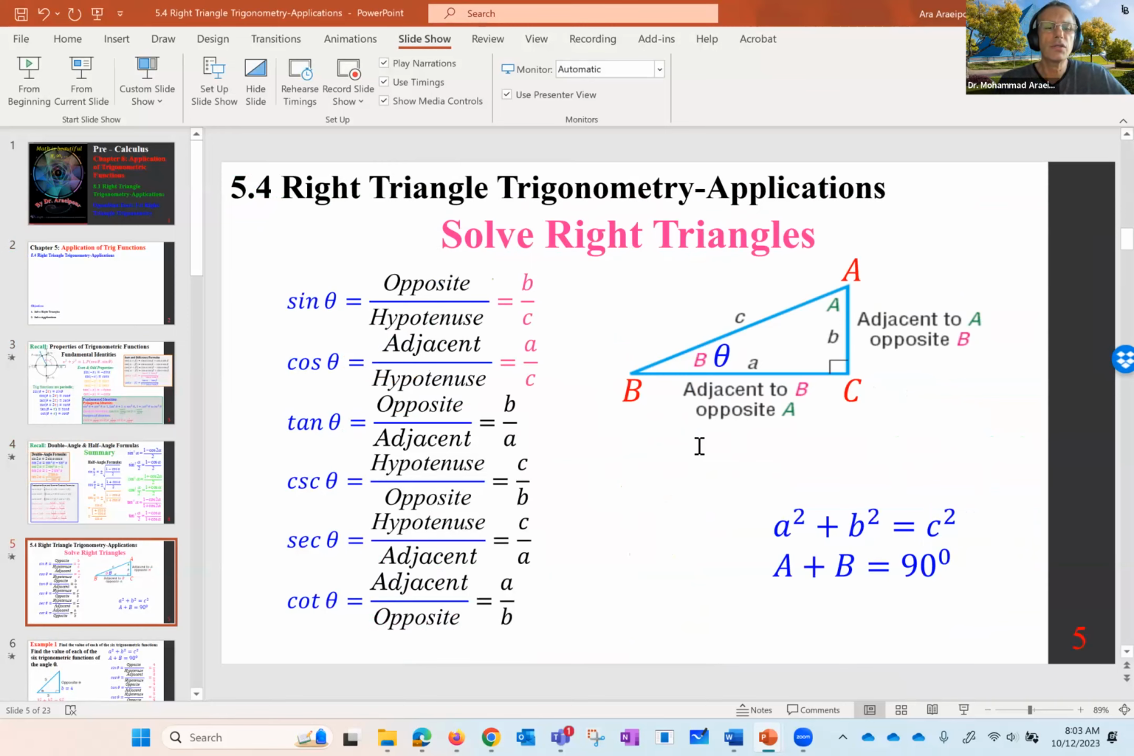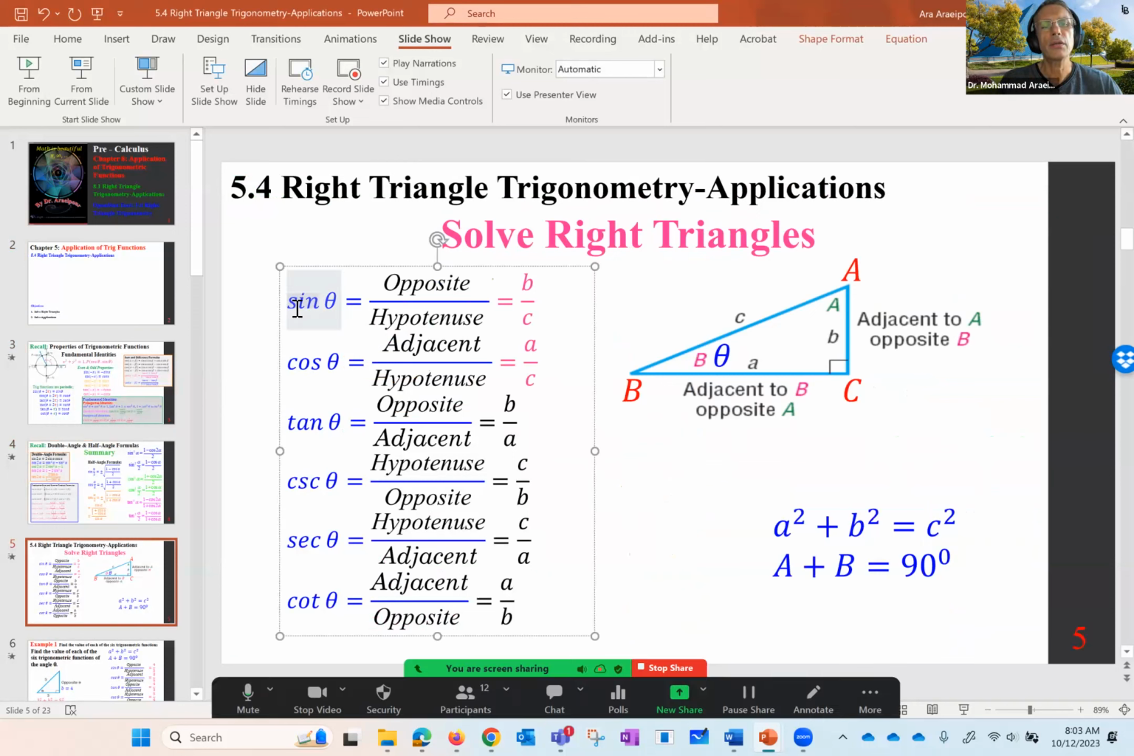And then the definition for sine is the opposite over the hypotenuse. Cosine is the adjacent over the hypotenuse. Tangent is opposite over the adjacent. And the rest of them are the reciprocals. For example, cosecant is the reciprocal of sine, secant is the reciprocal of cosine, cotangent is the reciprocal of tangent.